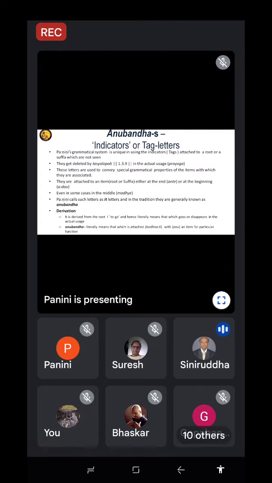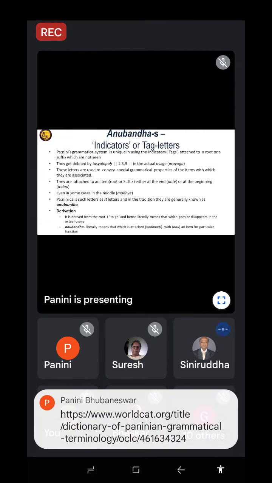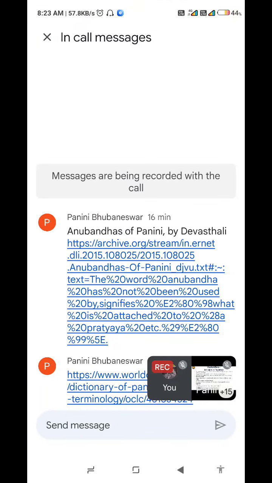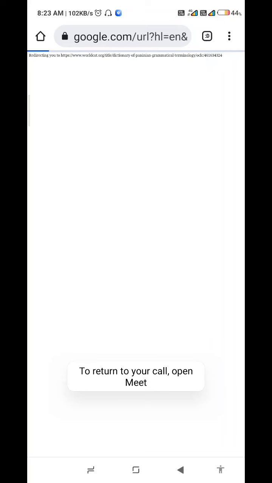So, this is a dictionary that is very, very useful for linguistics and computer science. This is the grammatical terminology of Panini, so this is the most important.